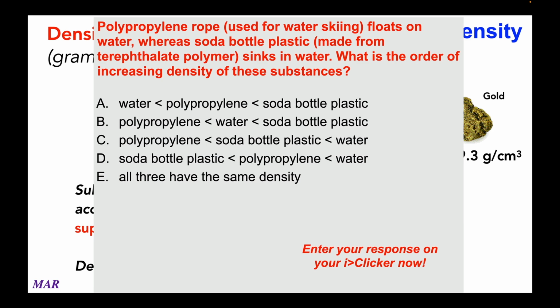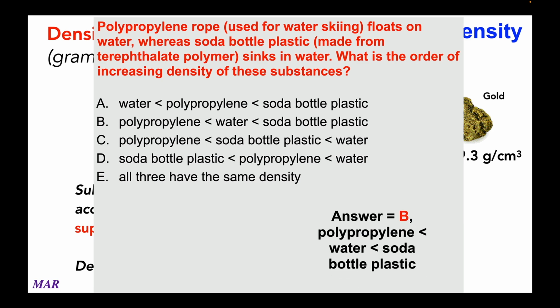Well, the less dense thing will usually be on the top, and the most dense thing will be on the bottom. Because the rope floats, the polypropylene is going to be the least dense. Water would be in the middle, and the most dense, the part that sinks, would be that soda bottle plastic. So answer B here would be the right way.